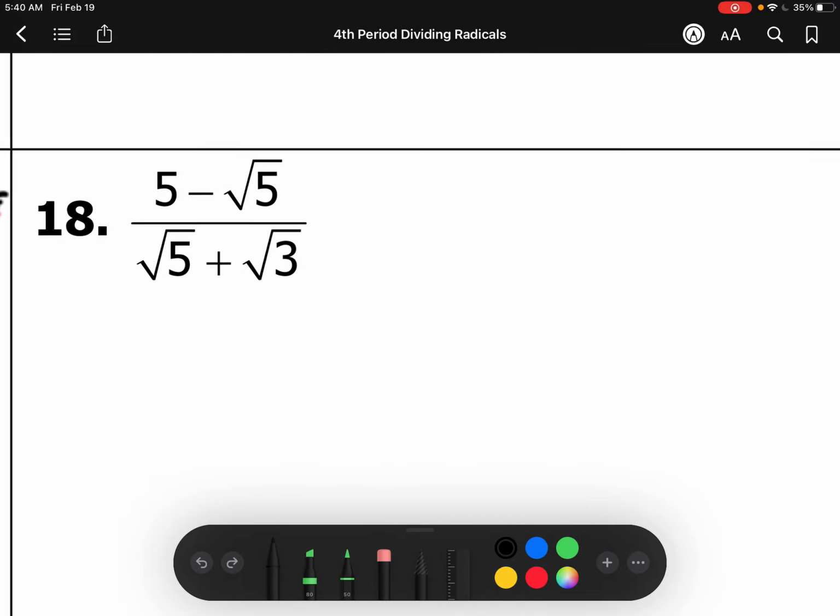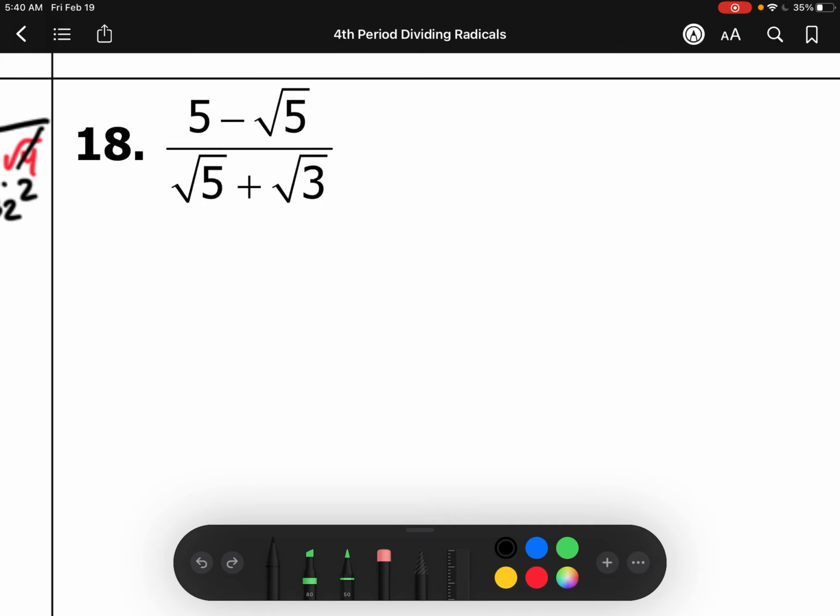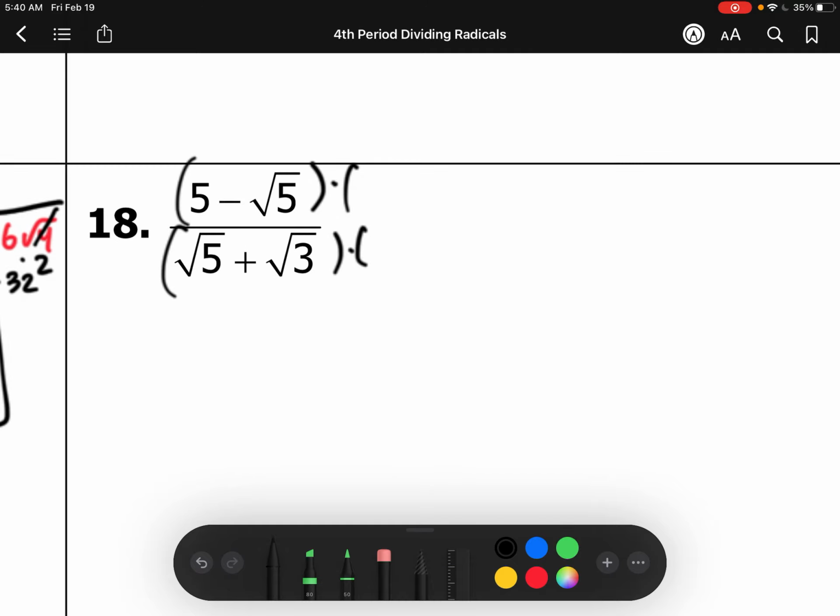All right. Number 18. Number 18, we're going to multiply by the conjugate of our denominator, right? We have to rationalize our denominator. And the conjugate of our denominator is going to be the same except negative, right? So I won't make that mistake again. So negative, or rather, square root of 5 minus the square root of 3 is our conjugate. Square root of 5 minus square root of 3.